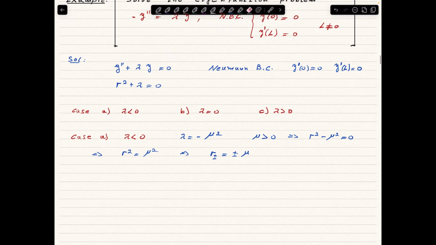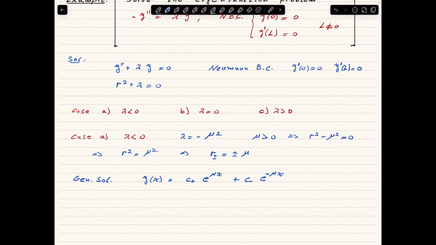Let's put it here, the general solution of the differential equation, the same as before, which is y of x is going to be some constant, let's say c plus exponential mu x plus some constant c minus exponential minus mu x. Okay, so now all this is the same as in the previous example, but now the boundary conditions contain derivatives.